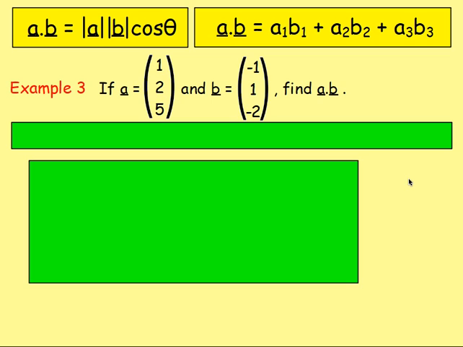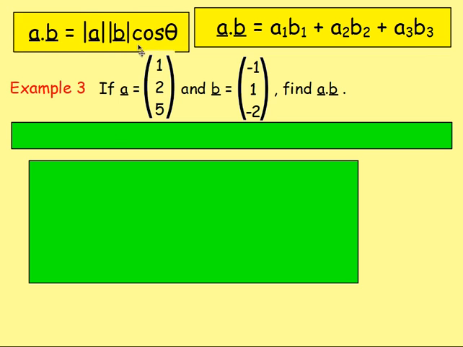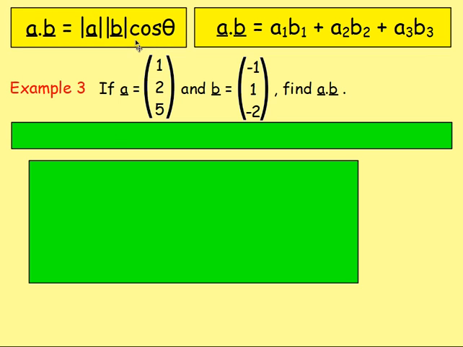Example 3. If A has the components 1, 2, 5, and B has the components negative 1, 1, negative 2, find A dot B. What do you notice about this one? What is different about it, Sohana? Yeah, we are not given the angle. We're not told the angle, so we cannot use this formula here. We cannot use a dot b equals magnitude of a, magnitude of b cos theta, because we don't know what theta is. So we have to use this formula.